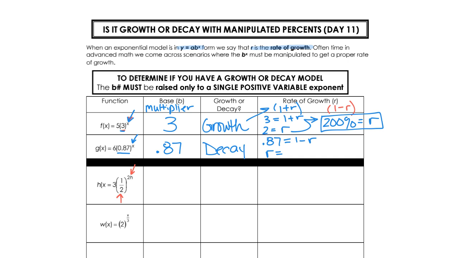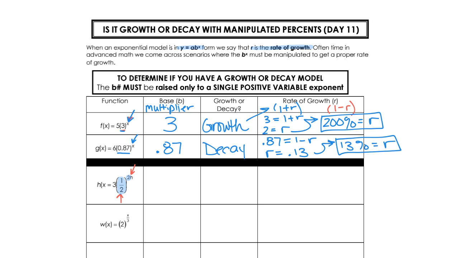And we end up with 0.13, which as a percent is 13%. And there's our rate. All right. Next one up, not that easy. So what we have to realize is that in order to get this exponent to just be an x or an h, it doesn't really matter what letter it is, this one's going to be an h, we have to get rid of the 2.